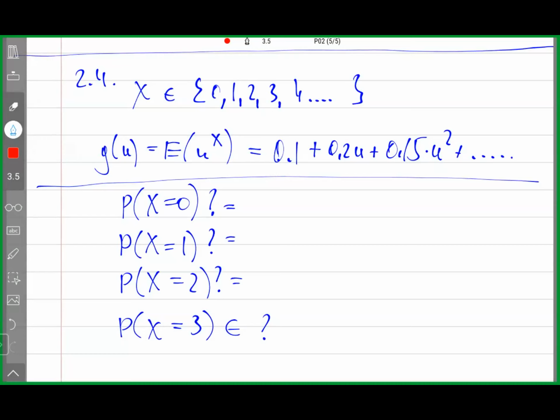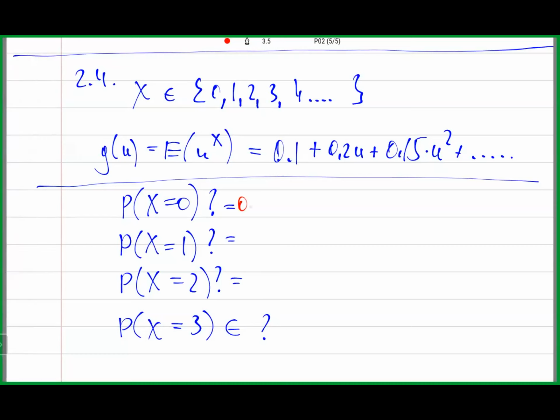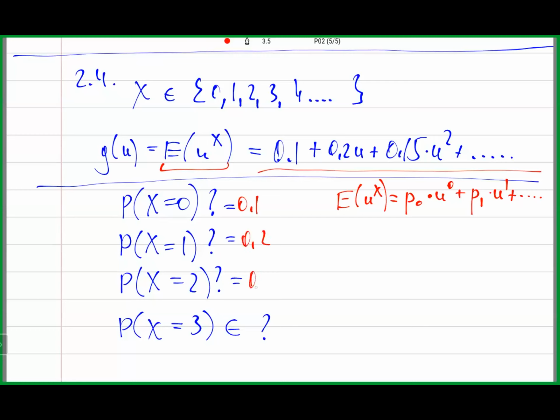Maybe it's 0.1. Yeah, exactly, 0.1. Because how do we calculate the expected value of u power X? We multiply the probability that it is 0 times u power 0 plus the probability that it is equal to 1 times u power 1 plus so on. So the answers are very straightforward here. If you have a function, to extract the probabilities packed in this function, you just copy them. Yeah, that's 0.2, 0.15.